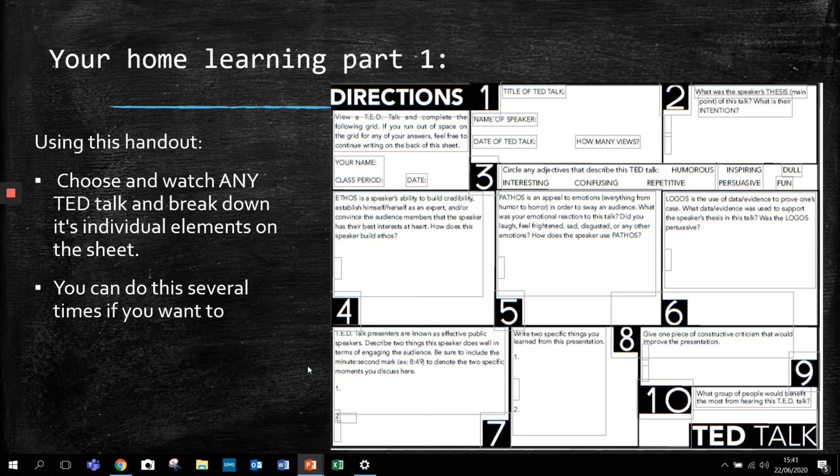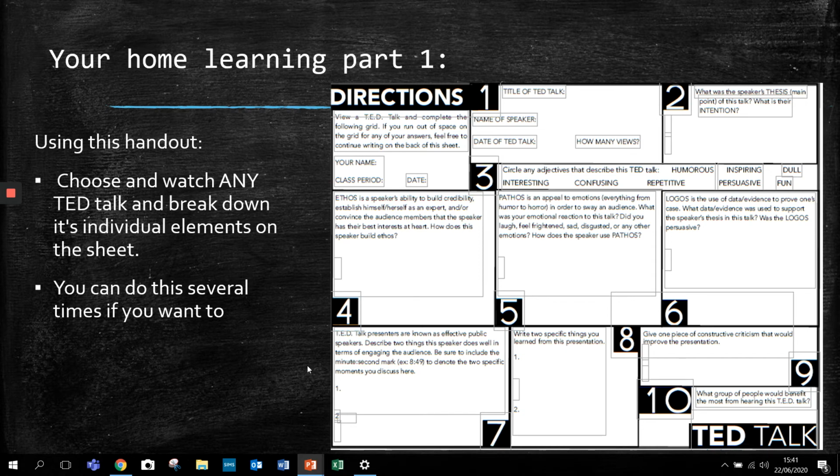So this is your home learning, and I'm going to talk you through the task right now. Okay, so you have a handout attached to your Show My Homework. You'll be getting this at school if you are in school. Okay, you need to choose and watch any talk. So go onto YouTube, type in talk about something you're vaguely interested in, and you're going to use this sheet to break it down into some individual elements.